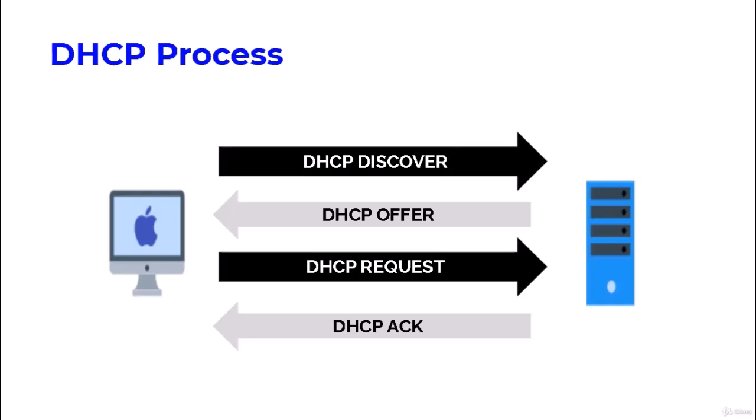First, I will tell you the explanation of the picture that you can see on the screen. The client sends a DHCP discover request to the server. Server replies back with DHCP offer. Then client sends DHCP request, and finally server replies back with DHCP acknowledgement. This is how it works. But I am sure that you won't be able to get a clear idea of the DHCP process.